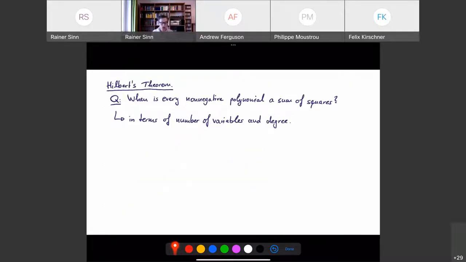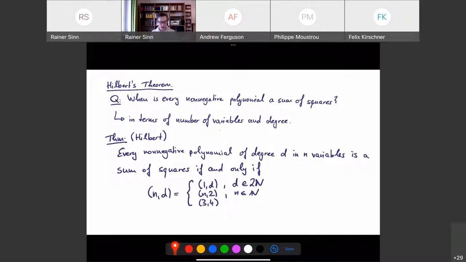Okay. Yes, so the question is, when is every non-negative polynomial a sum of squares? And the question, of course, does not make sense as stated like this. And Hilbert did not state it like this, because we need, of course, constraints, right? Every non-negative polynomial is a sum of squares only in one variable. So we need to restrict our set somehow. And the restriction that Hilbert chose is you want to fix the number of variables and the degrees that you allow. So you ask, when is every non-negative polynomial of degree at most 17 in 8 variables a sum of squares? Degree 17 is not very clever, but anyway, then it would make more sense. And so he gave a classification in terms of this constraint.